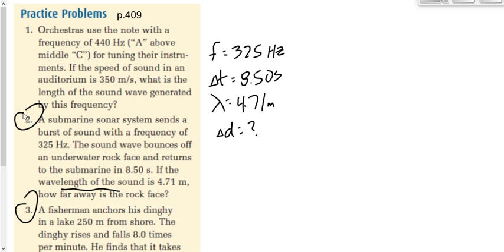Looking for distance, probably going to use v equals d over t, right? Rearrange this to solve for d. I get v times t. v is, I don't know what v is. Any ideas?